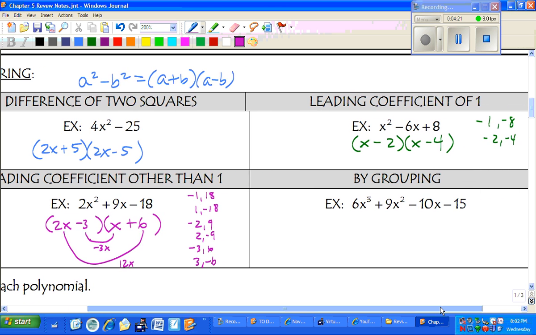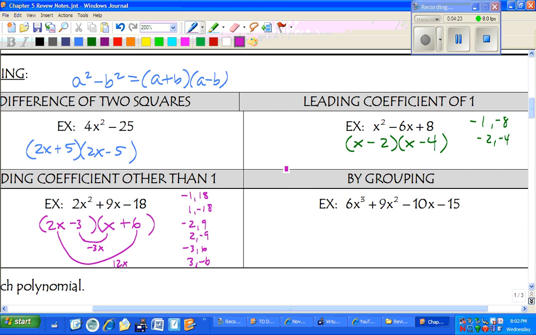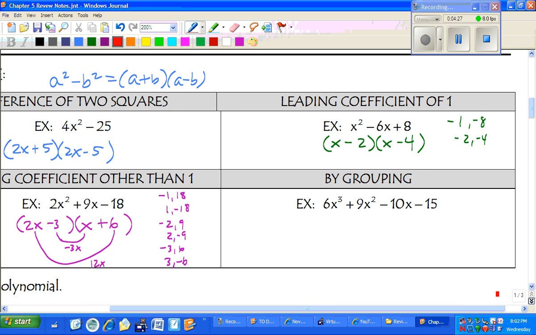And our last type of factoring is actually a new one. Those first three we did earlier in the year. This is brand new to this chapter. If we have four terms, we need to factor by grouping. And what we're going to do is group the first two terms together, and then group the second set of terms.